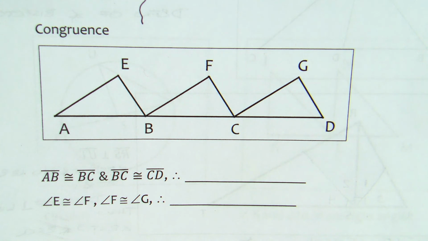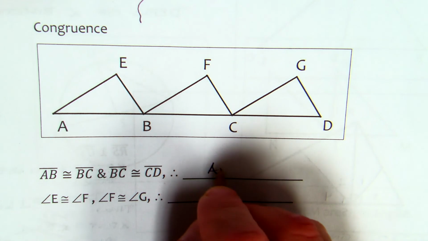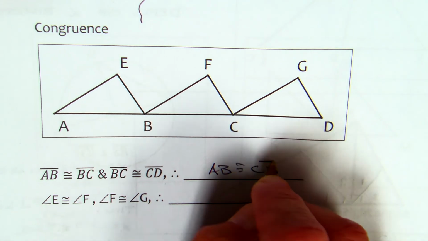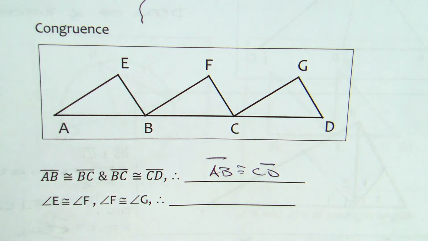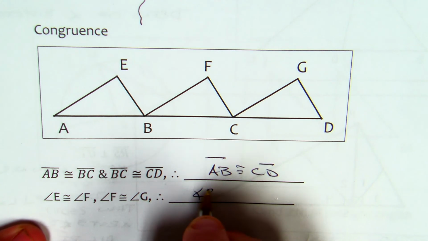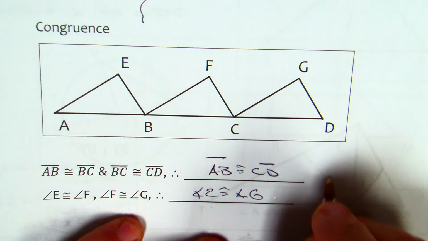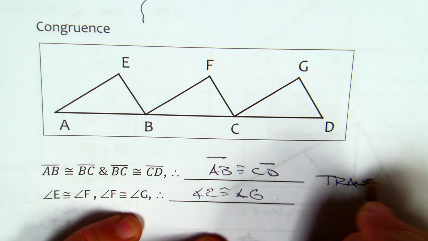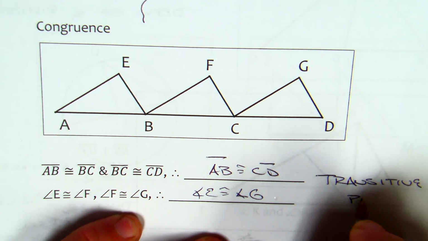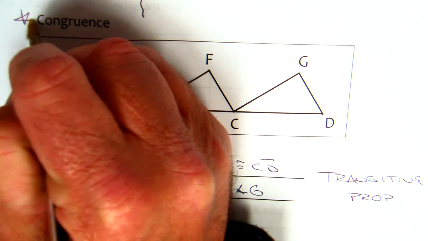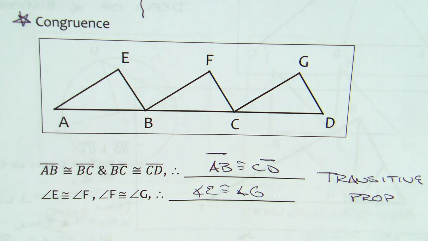All right. AB is congruent to BC. BC is congruent to CD. Therefore, AB is congruent to what? CD. E is congruent to F. F is congruent to G. Therefore, angle E is congruent to angle G. By what property? Transitive property. It's a must for Tuesday: transitive property. You don't have to say congruence or equality. You just have to put transitive property. Good?